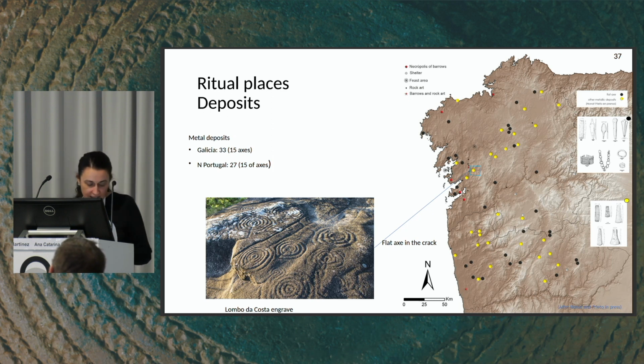Among the variety of objects that can be found in metal deposits, which are another kind of site as well, weapons stand out, but specifically the flat copper axe, found in half of the places as an isolated find. The copper axe, on the other hand, is absent in the settlements and is exceptional in burials. Could these places be dismantled burials or ritual sites, such as the case of this example, where the axe appears in a crack of the petroglyph?